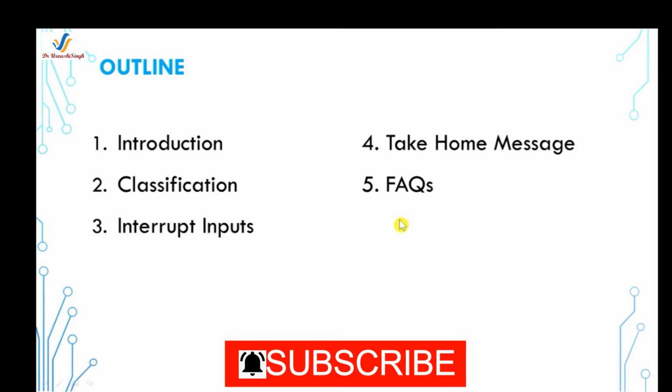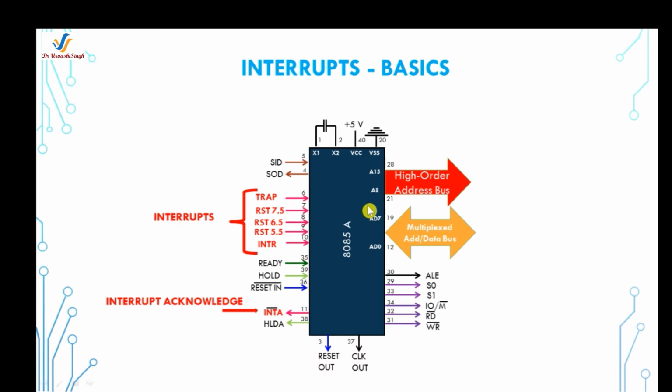So let's start with the topic. Students, as you know, in the 8085 microprocessor, there are 5 pins allotted to the external devices. Here, these external devices can request the microprocessor to service some task. And if the microprocessor is ready to perform the task, or you can say service the task, it will send the acknowledging signal to that external device using this INTA bar signal.